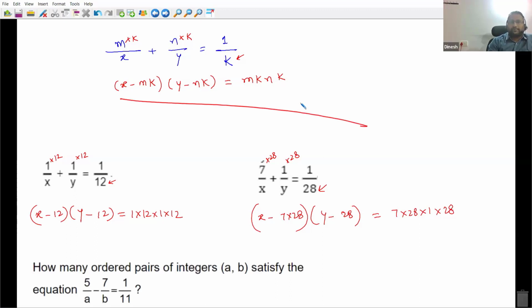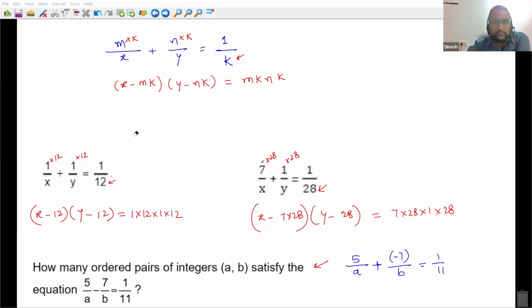Let's try this question again. You can rewrite this question as 5 divided by a plus minus 7 divided by b is equal to 1 by 11. If there is a subtraction, negative sign in between, you can convert that into addition in this way. Let's try this question, everyone.